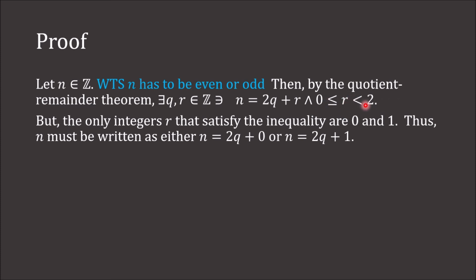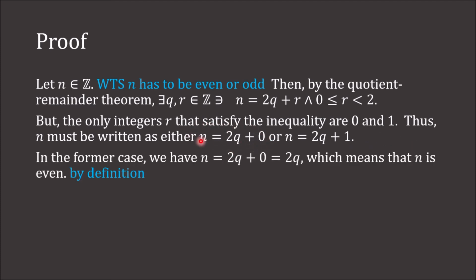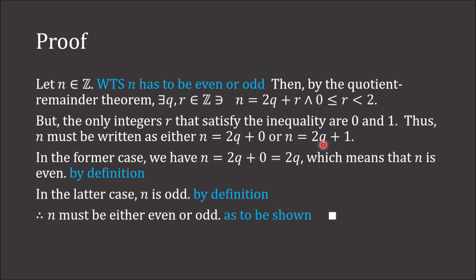So n must either be written in the form of 2q plus 0 or 2q plus 1. In the former case, n is just 2q, which means that n would be even. Right? In the latter case, n is 2q plus 1, which means n is odd. Now, these are the only two possibilities for n, and so n must be either even or odd.